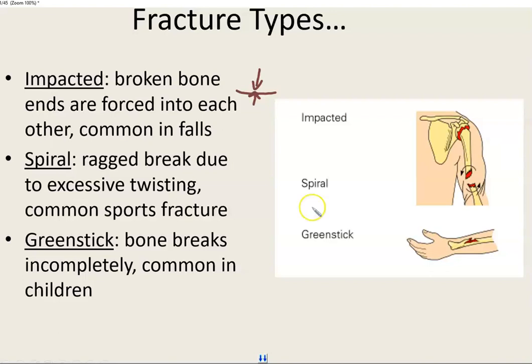It will break right here, called the surgical neck on the humerus. So that's a little area right there. Very common impacted fracture there.